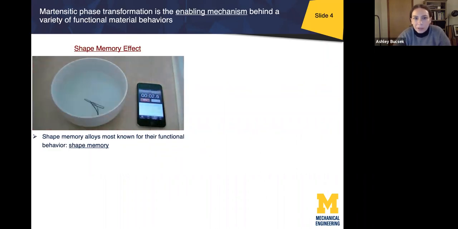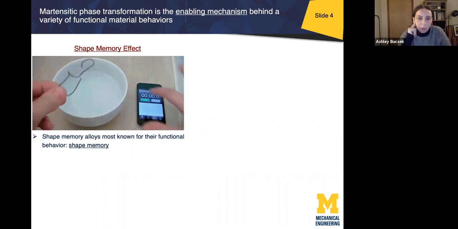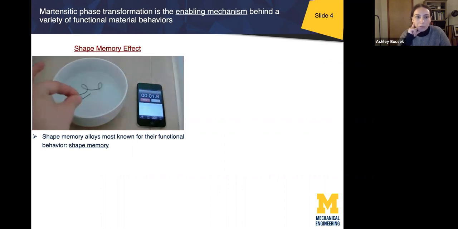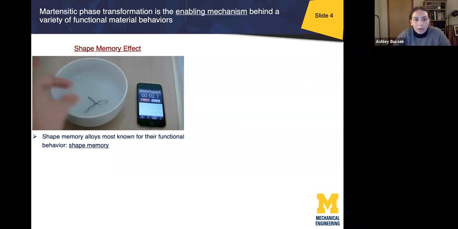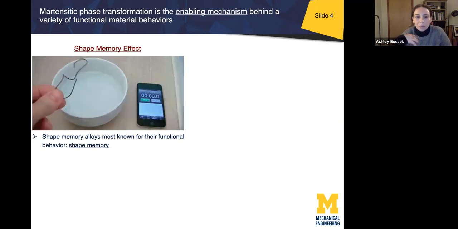So martensitic phase transformations, these are the enabling mechanisms in a wide variety of functional material behaviors. Ferromagnetics, ferroelectrics, and in this case, ferroelastic materials all undergo martensitic phase transformations. Shape memory alloys are ferroelastic materials, and this is one of their well-known properties, the shape memory effect. This is where you can deform a material, like this nickel titanium shape memory alloy paperclip being deformed, and then it can recover its shape by heating it up. So in this video, it's being dropped into warm water. And this is called shape memory.